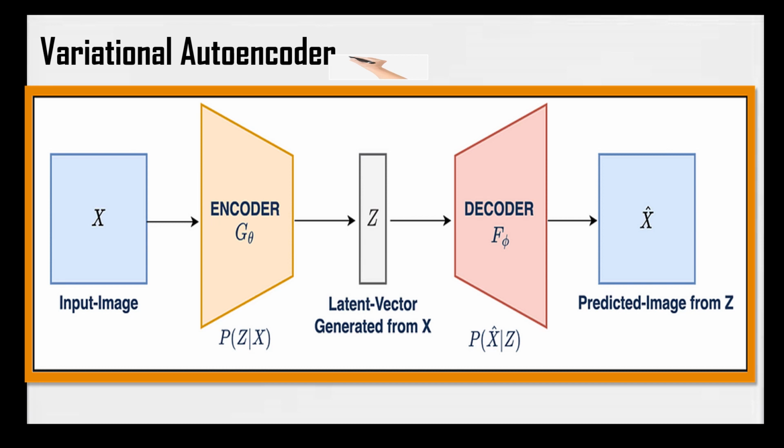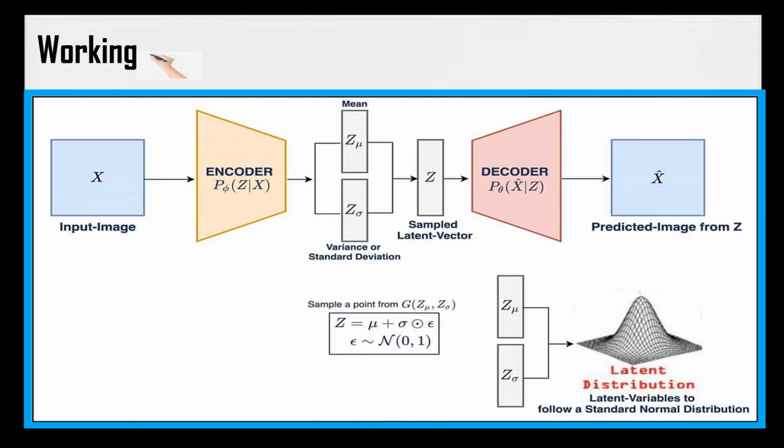So to summarize this, we can say that a variational autoencoder is a neural network that compresses data into latent space and then reconstructs it from this, which will enable the generation of new data points that are similar to those in the original data sets. So let's understand how it works.